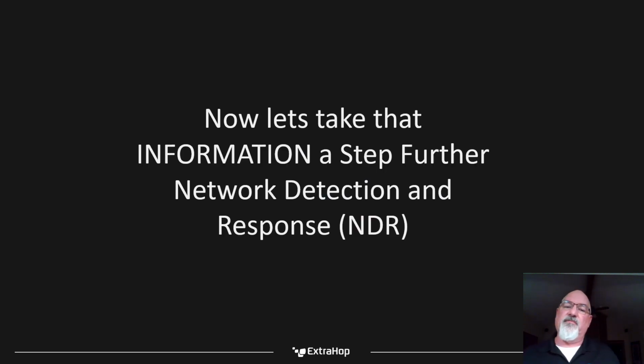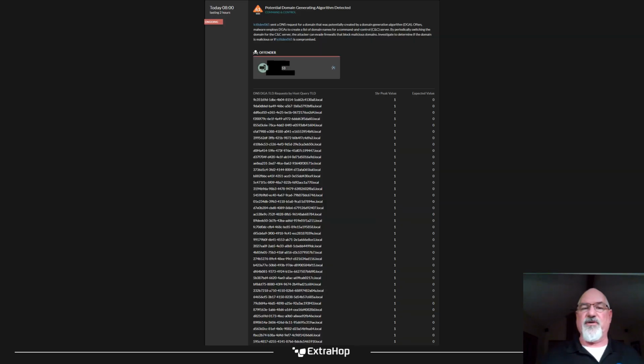So let's take that information a step further though, because now I have all this network detection equipment out there, or all this network data, right? I have all this wire data going across that I'm pulling into some device, and in this case, we're going to do NDR, network detection and response. So we're going to see that data being brought in, and that data is going to be analyzed, and then give us a detection and we can take a look at that to determine if we want to respond to it. So in this case, a potential domain generating algorithm is detected.